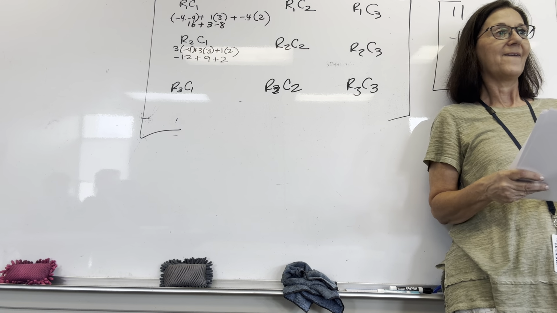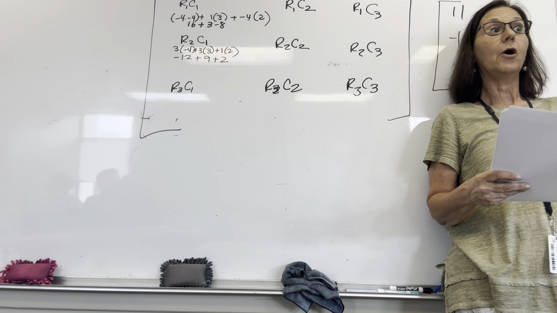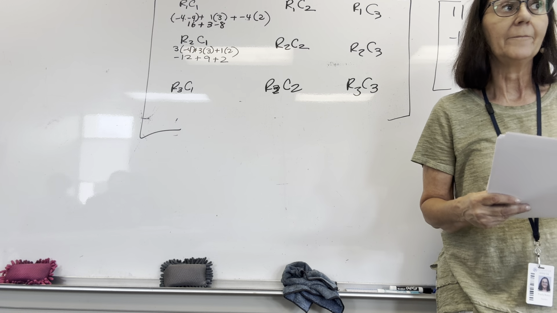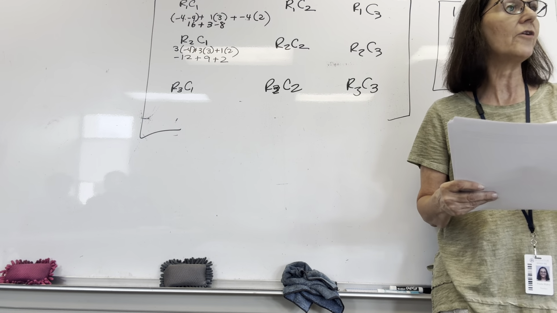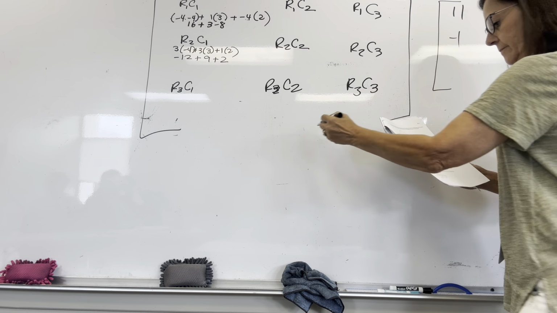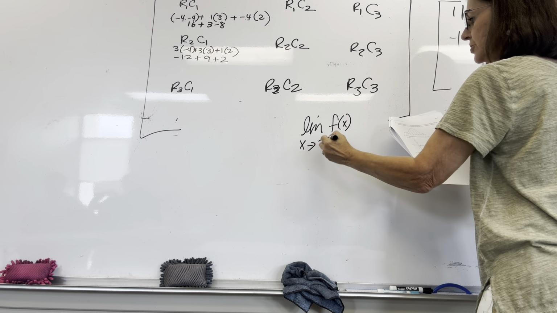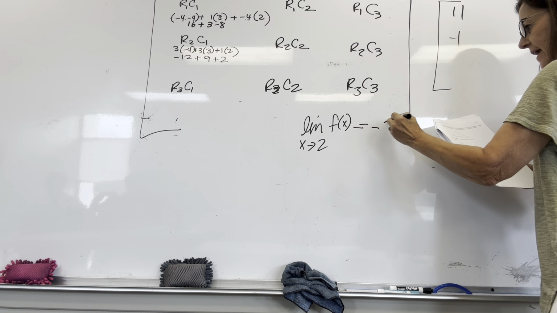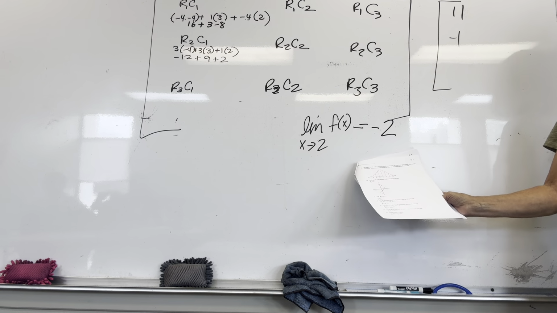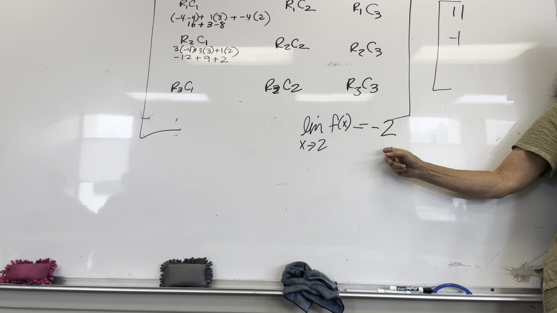Okay, David. Where the hole is, everybody listen, the hole is a removable discontinuity, and a limit exists. We don't care where the hole is plugged. How do we know the limit of f of x as x approaches 2 equals negative 2? It's always what y is approaching from the left and right.